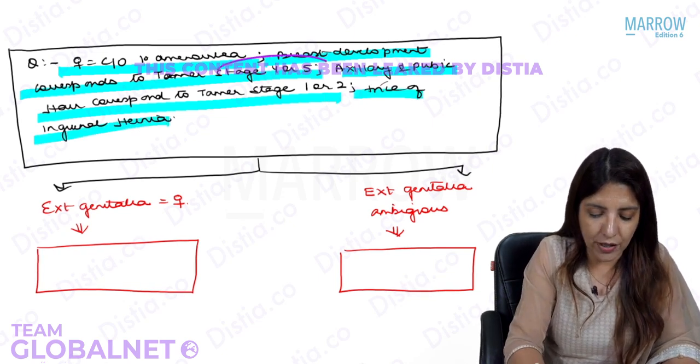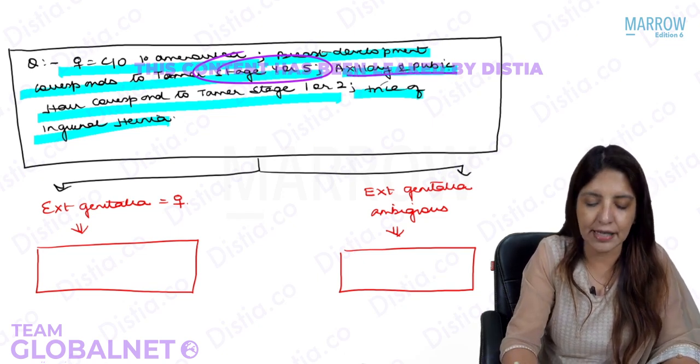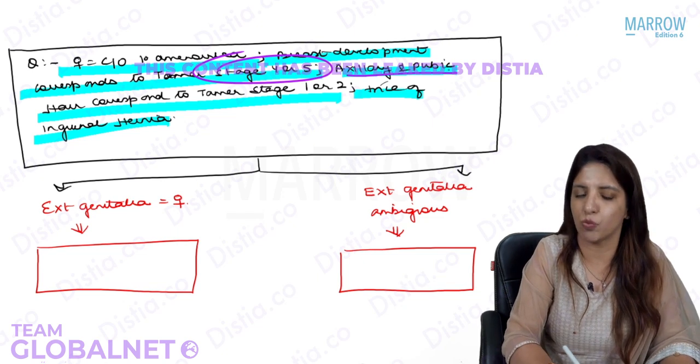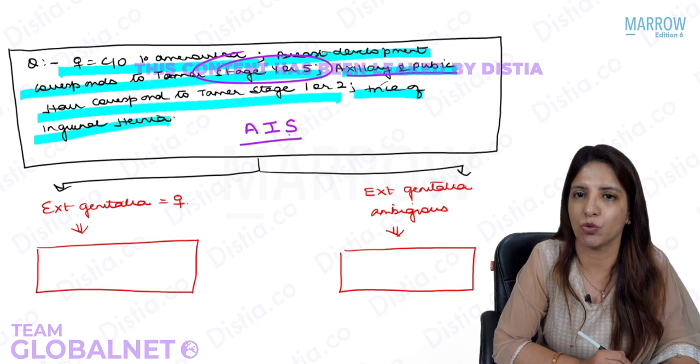Now, whenever you get a history that breast development corresponds to Tanner stage 4 or 5 and axillary and pubic hair corresponds to Tanner stage 1 or 2, immediately you should think about androgen insensitivity syndrome.